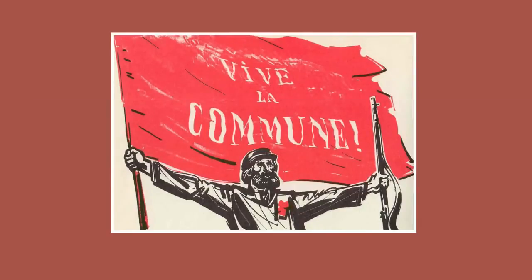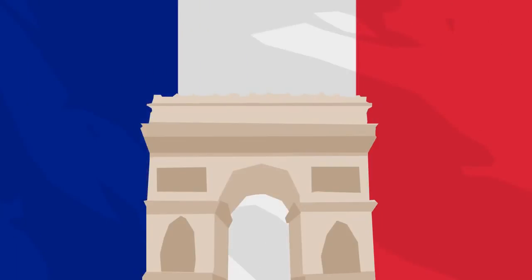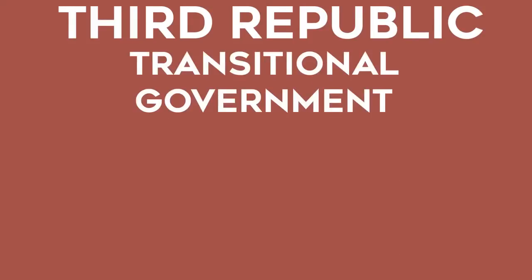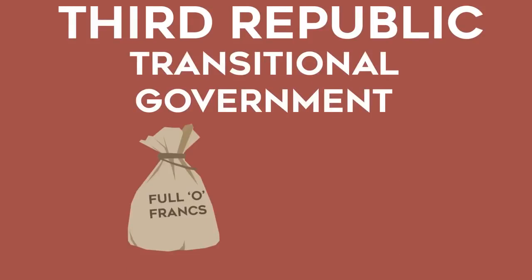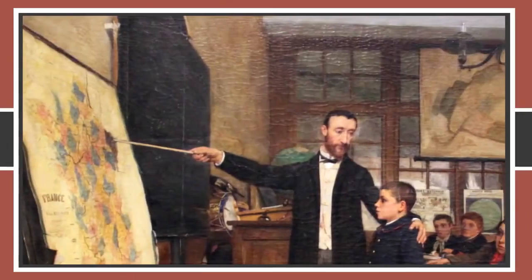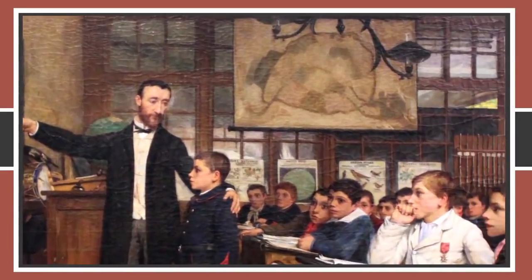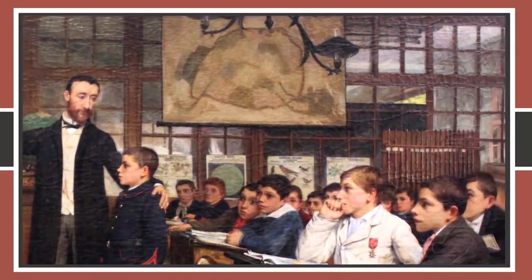Unhappy with the terms, the Paris Commune, a revolutionary socialist government, took power in Paris. The Third Republic defeated the Paris Commune and took back the city as the capital in May. The Third Republic was left in power as a transitional government and was forced to pay reparations and cede land to the German Empire. The French never forgot this defeat, and the ideology of revanchism, literally revenge, began, and dominated French foreign policy for 40 years.